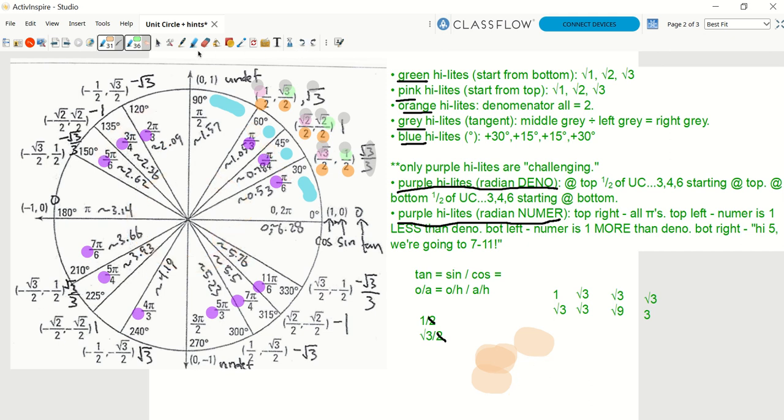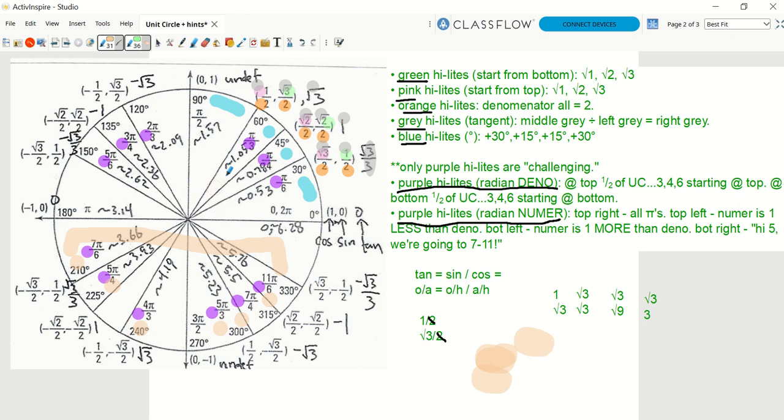And now how do you memorize the numerators of the bottom right? I like to think about it as high five, we're going to 7-Eleven. That's the way I think about it. So again, everything is pretty easy. All highlights, it's just the purple, it takes a little bit of memorization, maybe a little bit of a challenge. Again, focus on the denominators first: 3, 4, 6, starting from the top for the top half. And it is 3, 4, 6 starting from the bottom for the bottom half.